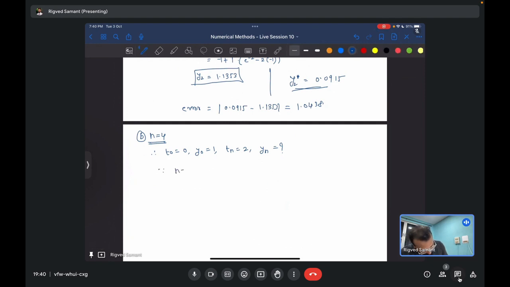Since n is equal to 4 implies h is equal to what? Tn minus t0 divided by n, right? Tn is 2, t0 is 0, divided by n. N is 4, sorry. 2 divided by 4 is 0.5. So h is 0.5.